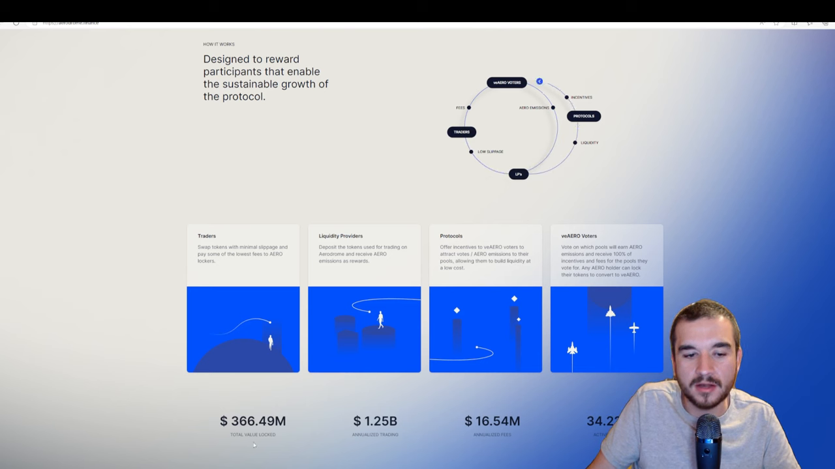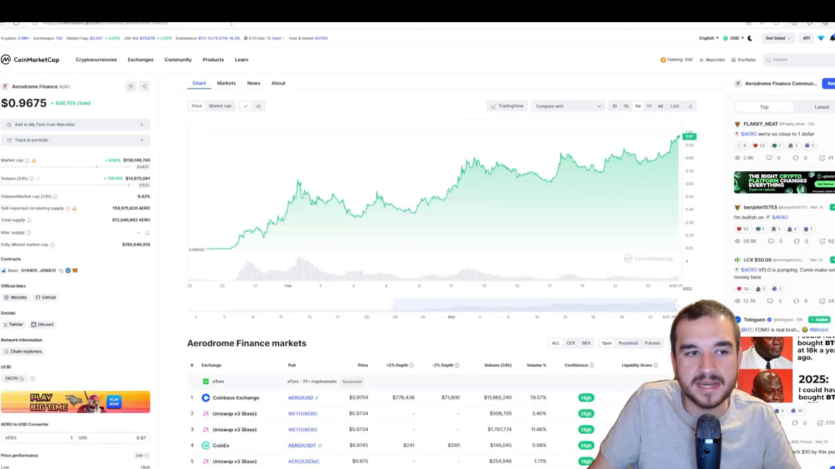The total value locked, the TVL, for this is almost $400 million. Annualized trading is $1.25 billion. Annualized fees is $16 million, which I think is not updated correctly, because Base has seen an extreme amount of usage over the last couple months. But let's get into the price.